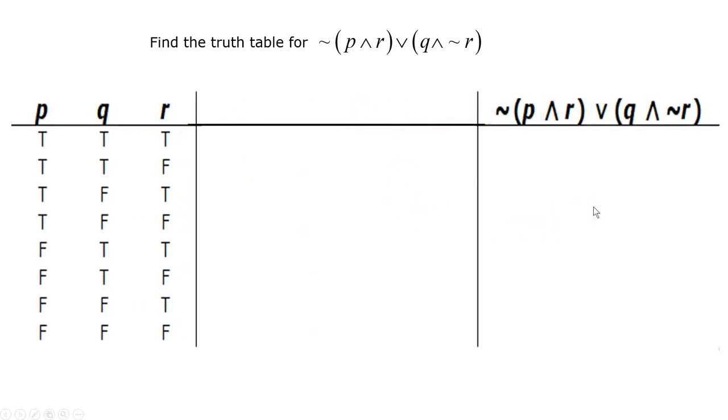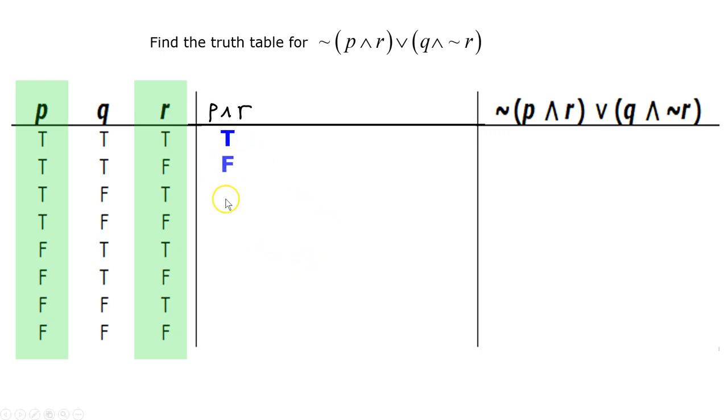So I'm going to expand my table a bit here. And the first thing I'm going to show is P and R. So I'm looking at these two columns here. And it works the same way as when we did P and Q. As long as both columns have a true truth value, it's true. It's false otherwise. So it's true here, false here, true here, false here, and false the rest of the way.